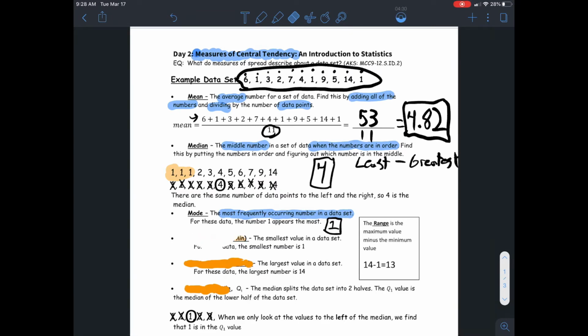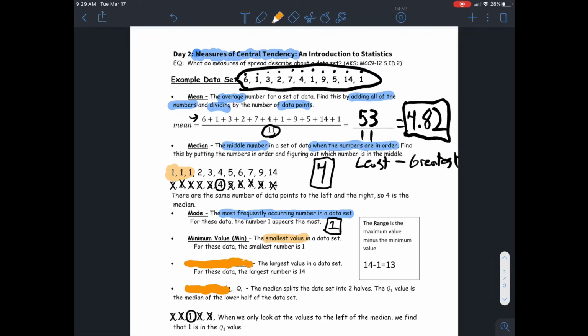Next, we'll start looking into the numbers that are a part of that 5-number summary used to make box and whisker plots. The first one we'll look at is the minimum value. So the minimum value is the smallest value in a data set. The smallest number.